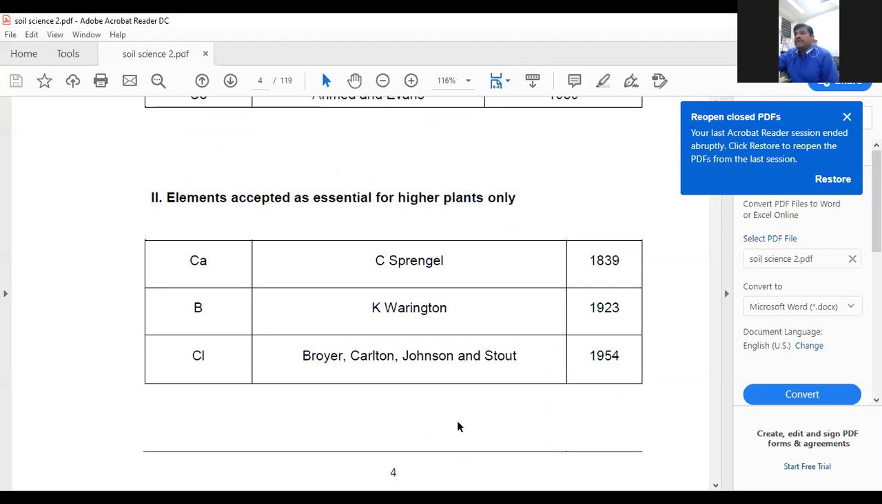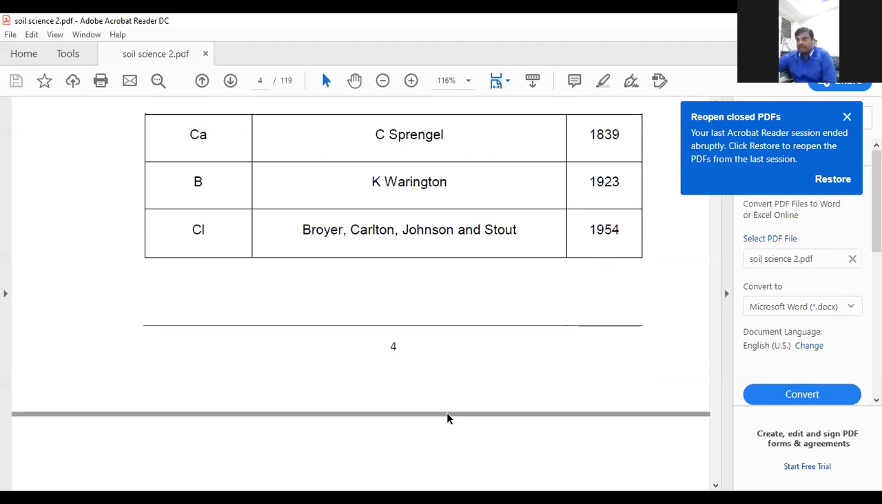Then the elements accepted as essential for higher plants only: calcium, discovered by C. Sprengel, boron by K. Warington, and chlorine by Broyer, Johnson, and Stout.